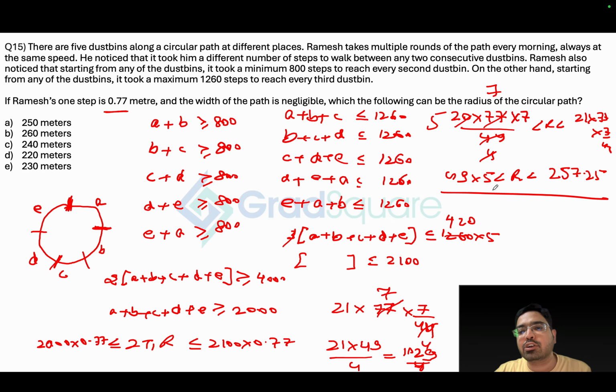So 49 into 5 will turn out to be 245. So the radius should be greater than 245 and less than 257.25. Now which number lies in this range? Of course 240 is not the answer, 220 is not the answer, 230 is not the answer, and 260 also goes beyond the range. 250 meters turns out to be the answer for this question.